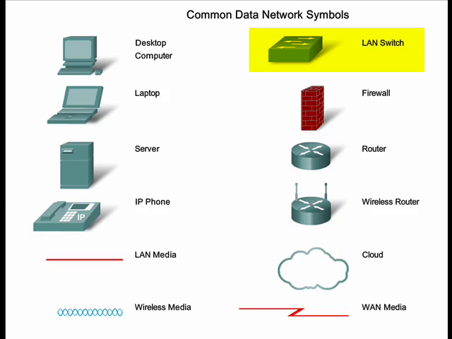Some common intermediary devices include a LAN switch, which is the most common device for interconnecting local networks, a firewall, which provides security to networks, routers and wireless routers, which are devices used to direct messages as they travel across the network, a cloud, which is used to summarize a group of networking devices, and a serial link, which represents wide area networks or WAN interconnections between two local area networks. It's important to understand the basic symbols of a network because they're used frequently to illustrate and teach us about data networks.